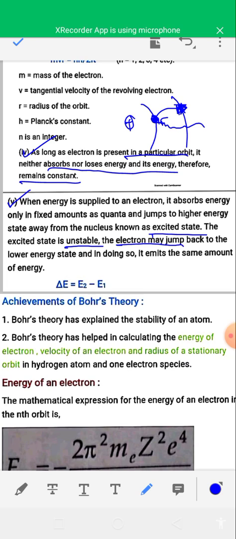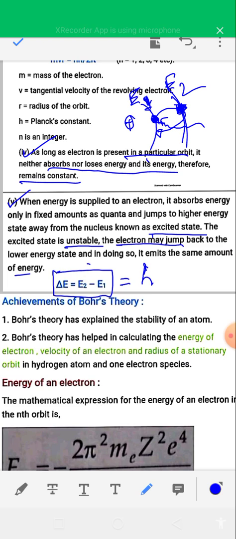The electron may jump back into a lower energy state by releasing energy, by emitting the same amount of energy. And the energy difference between these two energy levels, written as delta E, is equal to E2 minus E1. Suppose the energy of this shell is E1 and the energy of this shell is E2, then the energy difference delta E is equal to E2 minus E1, which is equal to the energy absorbed by the electron, that is h nu.